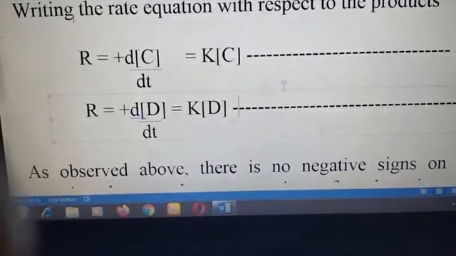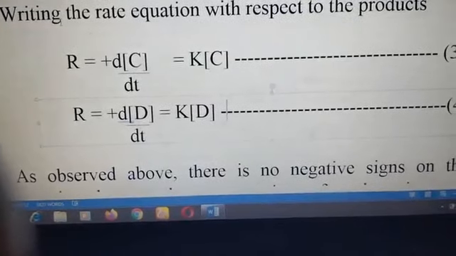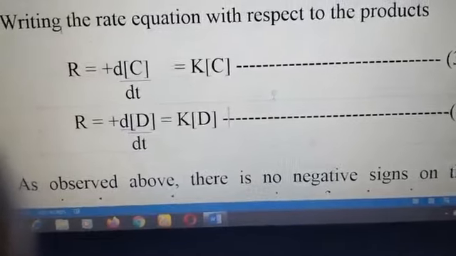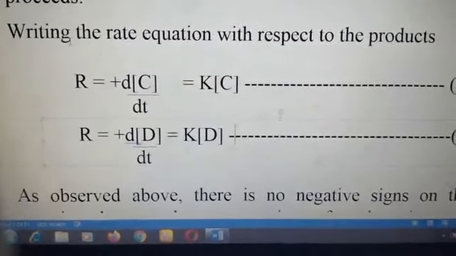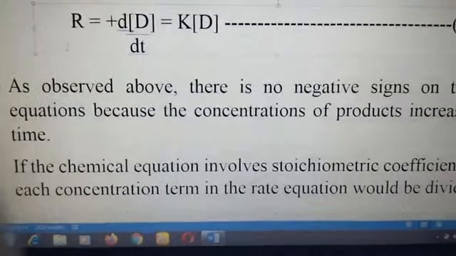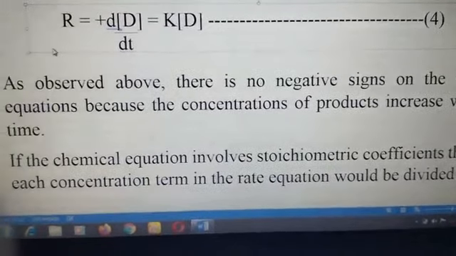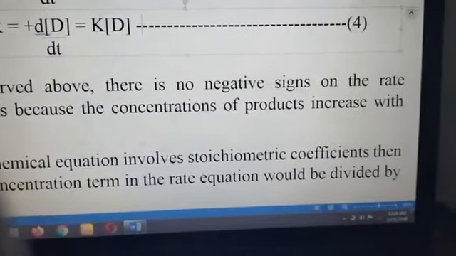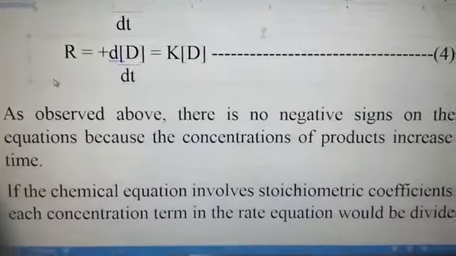So the amount of products continue to increase while the reactants continue to decrease. Because the products are increasing as the reaction progresses, we now have a plus sign written in front of that change symbol, that is d symbol. As observed above, there is no negative sign on the rate equation because the concentration of products increase with time. So that one will have a positive sign for the products.